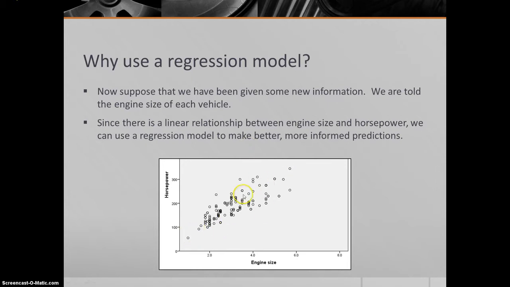So again, we see that there's a positive linear relationship. As the engine size gets bigger, the horsepower goes up. As the engine size gets smaller, the horsepower goes down. So this car with a very small engine size has very little horsepower. Big engine, big horsepower.